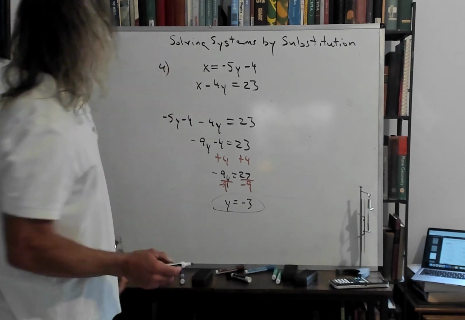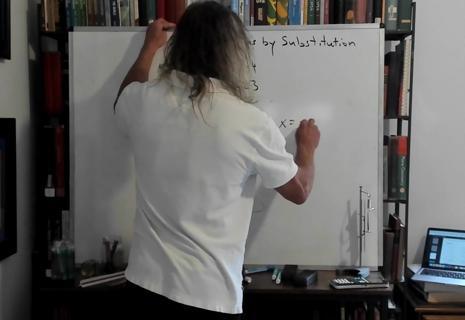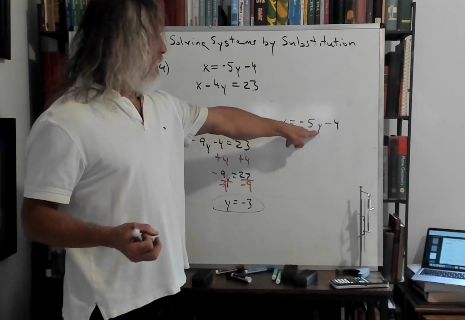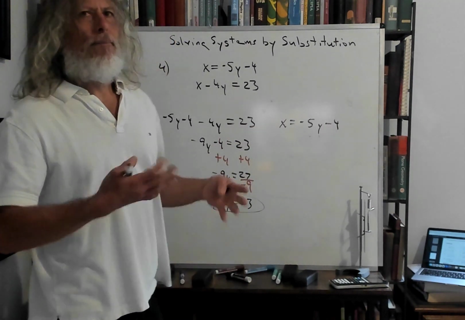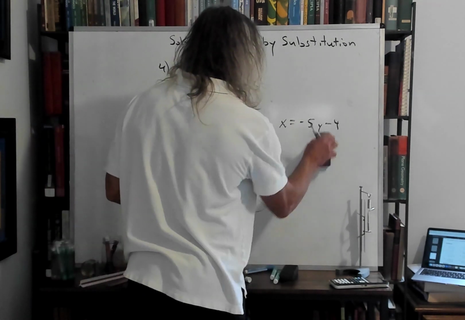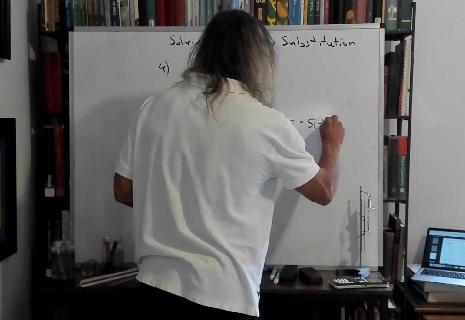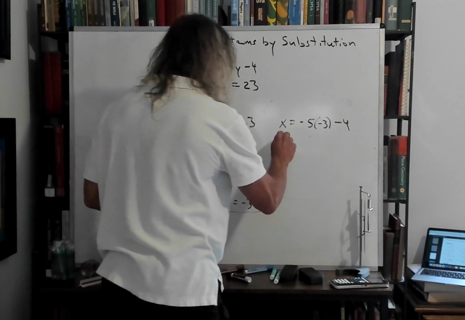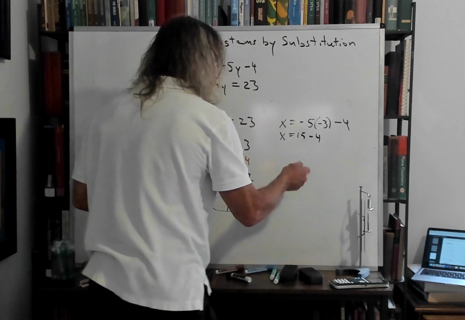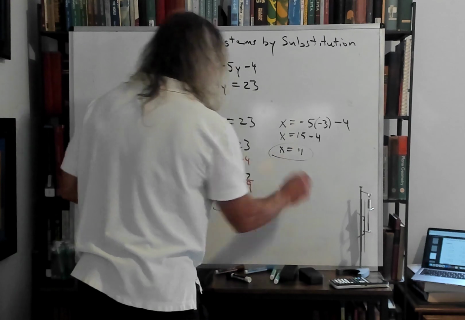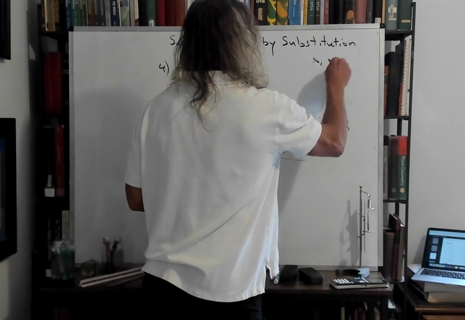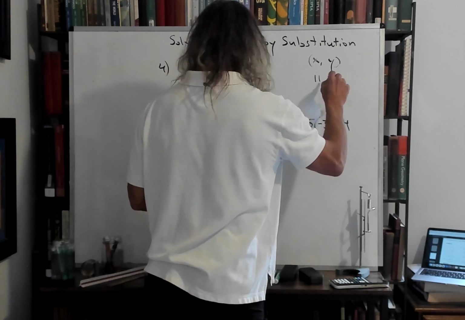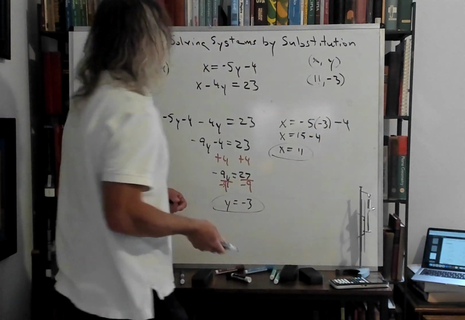Then we use our formula to get x. Because x is negative 5 times y, and then decreased by 4. So I put a negative 3 in place of the y. And then work it out. This times this is 15. 15 minus 4 is 11. Good. So the answer is 11, -3.